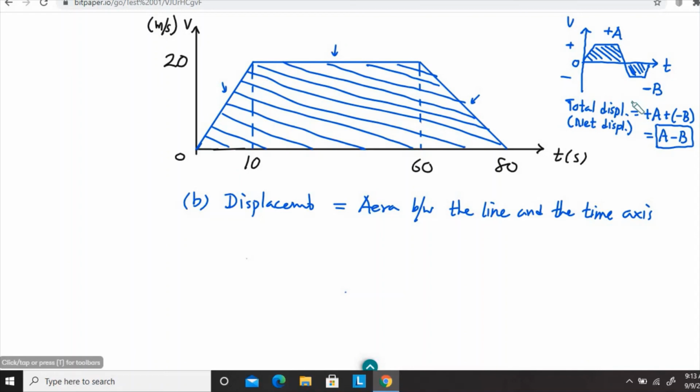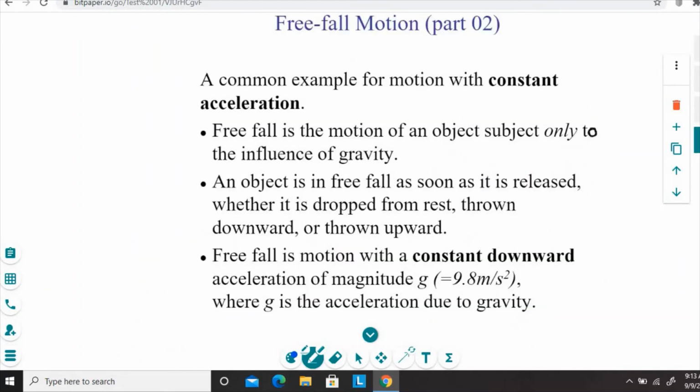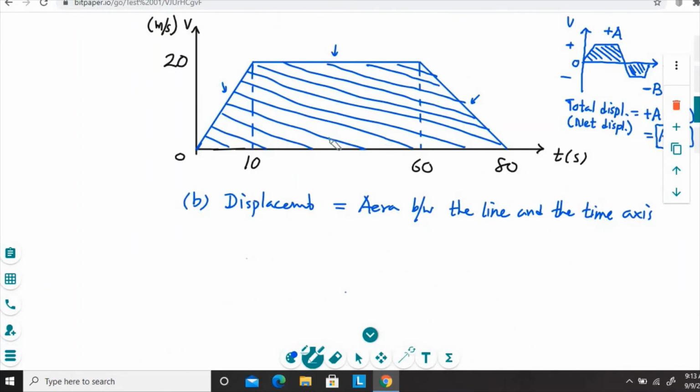However, in our problem, it's straightforward. It's only along the positive velocity axis, so our displacement is going to be positive. And that should be clear to you if you look at this figure, because I told you everything is moving along the positive direction. There's nothing moving towards the negative direction, so there cannot be any negative displacement in this problem. So let's take a look at this example again.